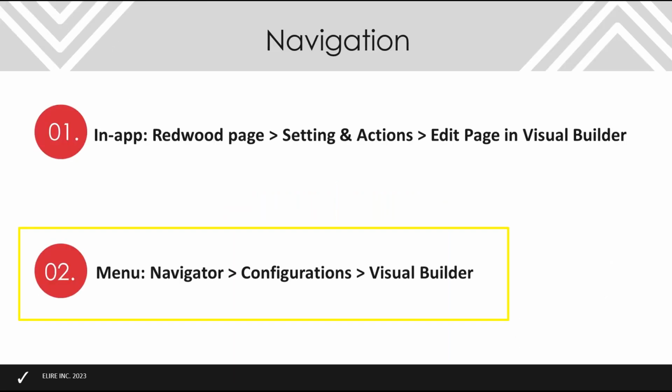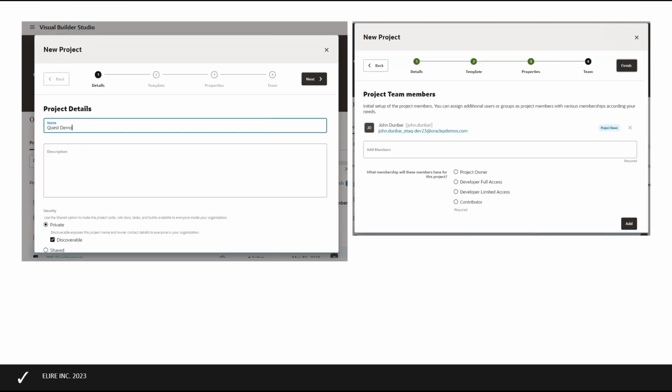So the navigation to do this, rather than going to the Redwood page and going to settings and actions, we would go to the navigator, configurations, and then Visual Builder. Our first step would be to create that project, which groups all the related artifacts, resources, and members working on a particular development effort.